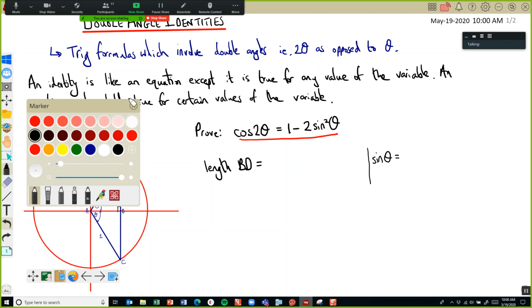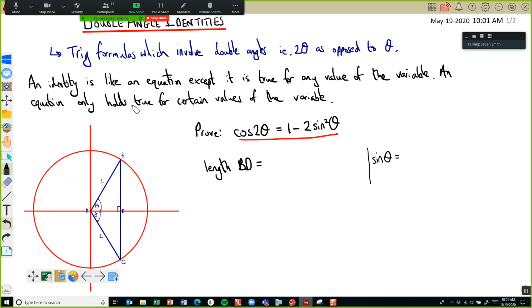Sorry? What's sine theta equal to? Yep, which is? What's the... Sorry, yeah, this is a D. Okay, so this is a D in the middle.